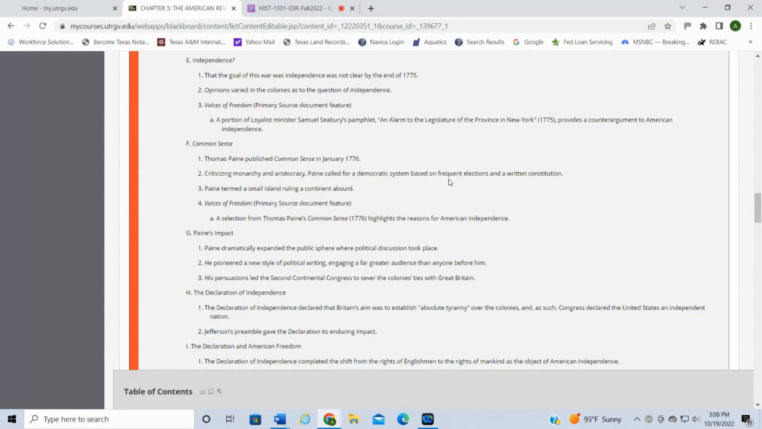This is not new, right? This idea of distancing yourself from monarchies and the rule of divine right is a question that's been going on for hundreds of years. But what made Thomas Paine's take on this much more interesting and much more lasting is the way he said it, the way he talked. He discussed it in a way that the common person could understand. Paine termed a small island ruling a continent absurd. If you think about it, it's like he's cutting through the BS and saying, regardless of liberty, democracy, just think about this rationally.